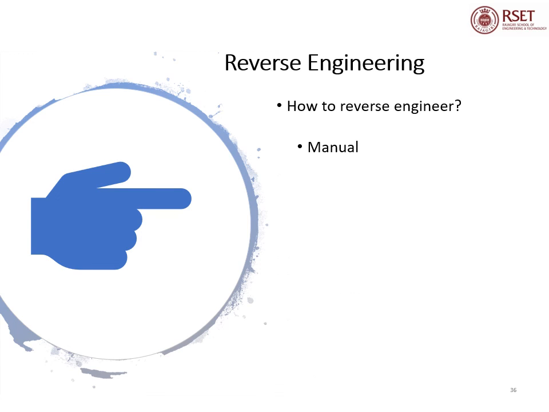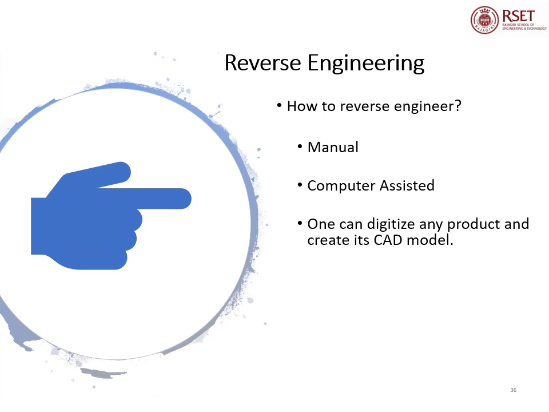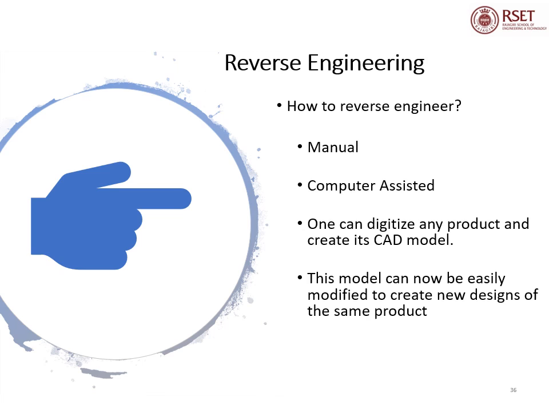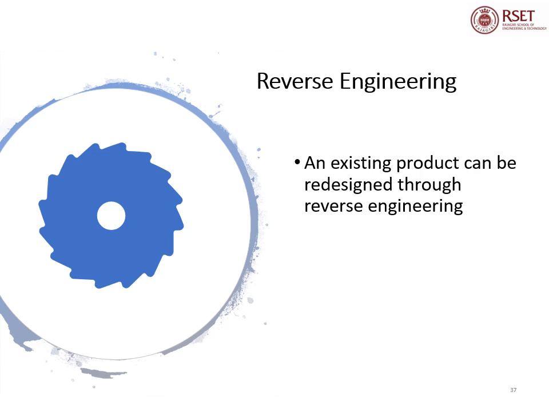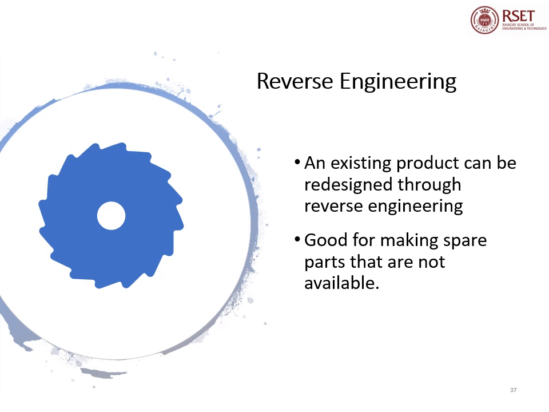How can we perform reverse engineering? It can be done either manually or it can be computer assisted. One can digitize any product and create its CAD model. This model can now be easily modified to create new designs of the same product. An existing product can be redesigned through reverse engineering. And this reverse engineering is good for making spare parts that are not available. Also, it can be used for modifying an existing design.